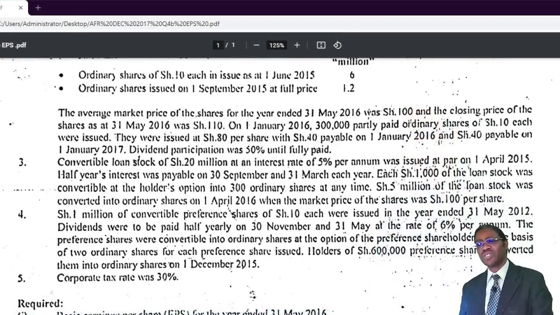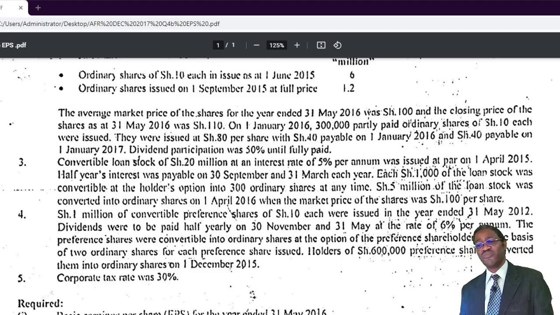We were told by note number 4 that 1 preference share had a par value of how much? 1 preference share had a par value of 10. So if 600,000 shillings converted, how many shares are those that converted? Remember, we began with 1 million shillings, but now we are converting on the basis of numbers, not shillings, numbers. But the trick here was, what was the par value per share? The par value per share was 10.